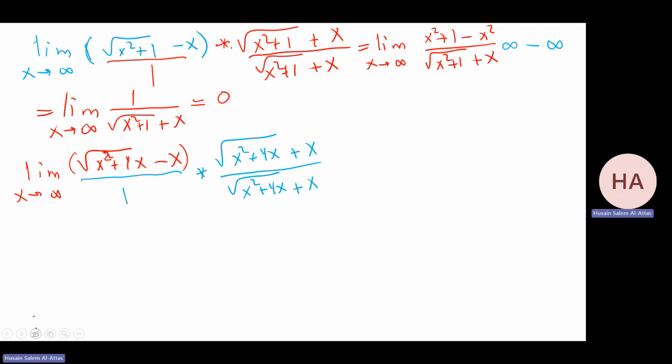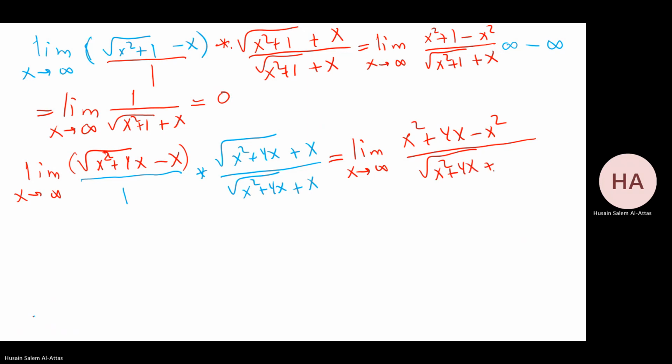So that I can deal with the square root. That will be what? Limit as x goes to infinity of x squared plus 4x minus x squared over this. So this is cancelled. If you apply it, you have infinity over infinity, which is still, you cannot substitute. So I need L'Hopital's.